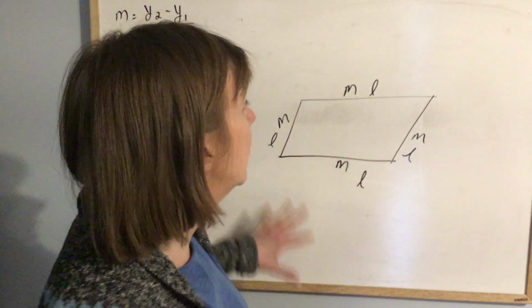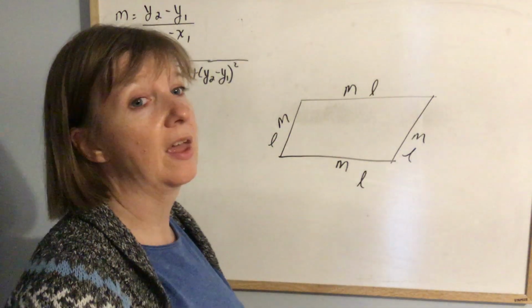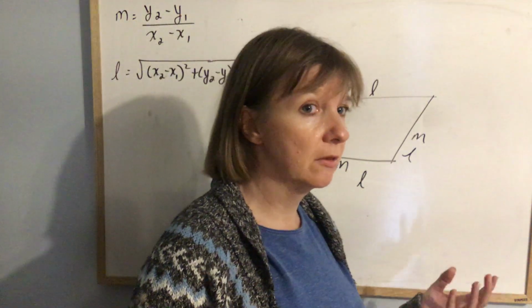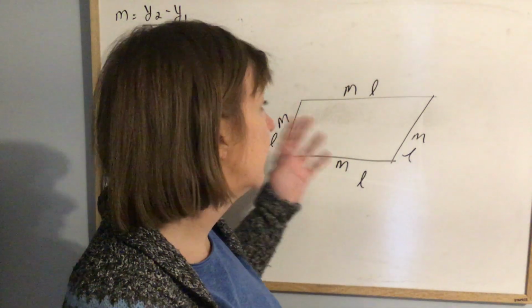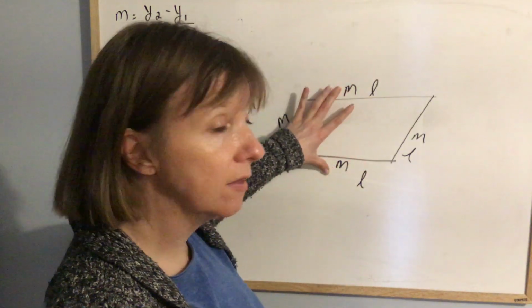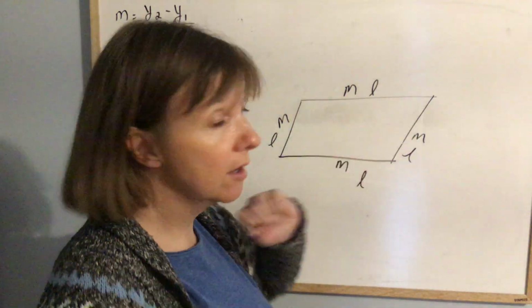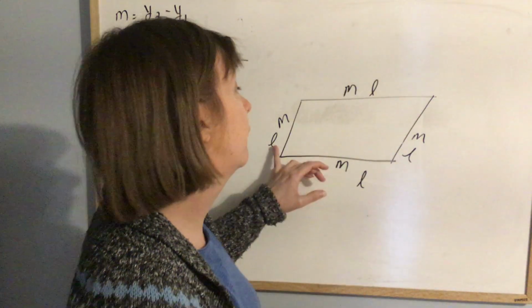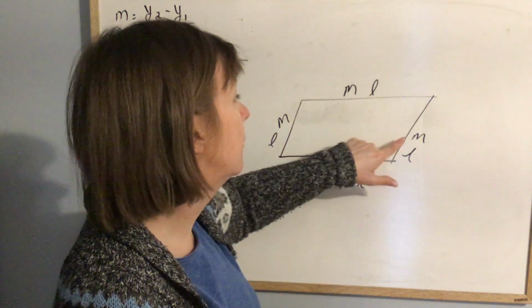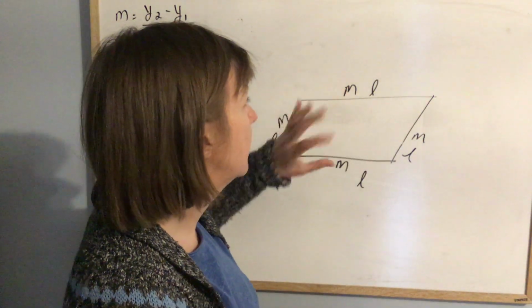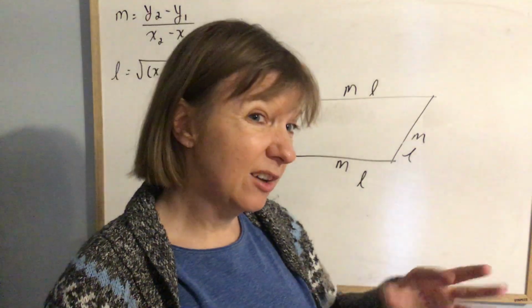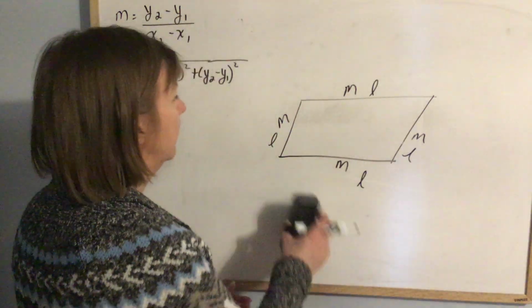So you have a little bit more leeway in question 10 as to what to do to prove that it's a parallelogram. I could find the lengths of the sides and show that this side and this side are the same length and this side and this side are the same length. Or I could have found the slopes and proved that this slope and this slope are the same and that slope and that slope are the same. So I actually had some choice on that.